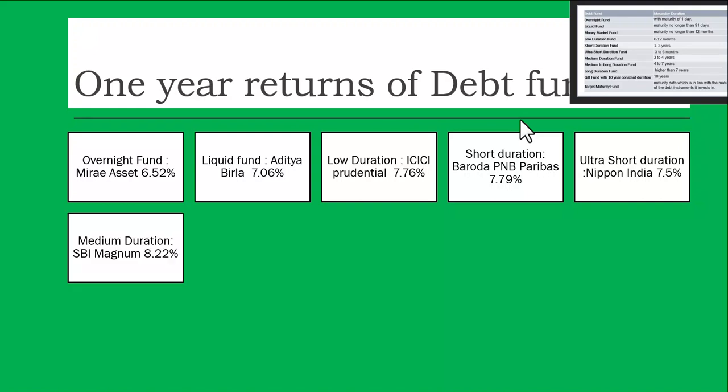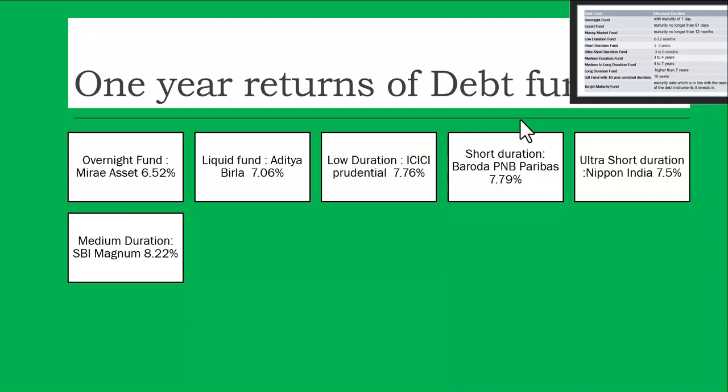Medium duration, 8.22%. Now, a medium duration is giving you 8.22 as against a low duration only 7.76. As we are going to a higher duration, the bonds are becoming riskier, but they can move in both directions. They can give you even a lower return than the low duration or a higher return than the low duration, depending on the interest rate scenario prevailing in the country. At this point of time, the interest rates have actually softened in the last 3 months. That's why a medium duration fund was giving you a higher return compared to a low duration.